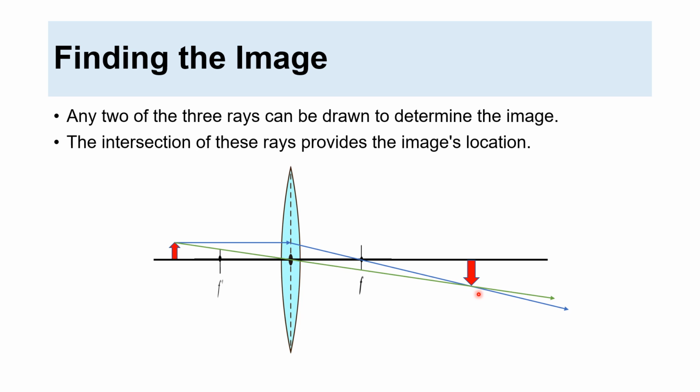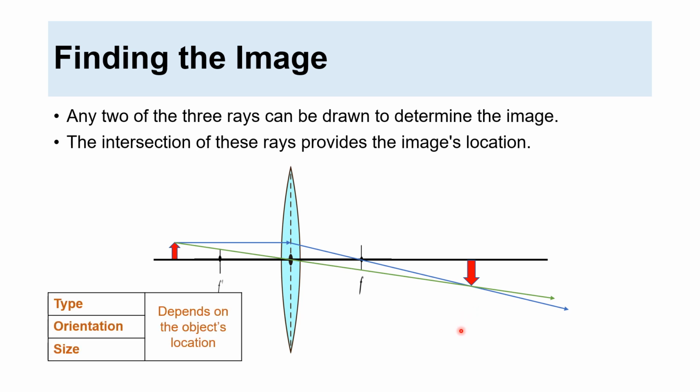So on the other side, we can see that there is an intersection of the refracted rays. So that intersection, the same with our discussion for the reflection of light, will serve as the point where we can locate the tip of the object. So that's the basis in drawing the image formed by the convex lens. So I repeat, the intersection of the rays provides the location of the image.